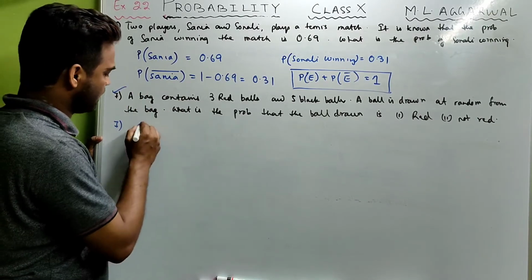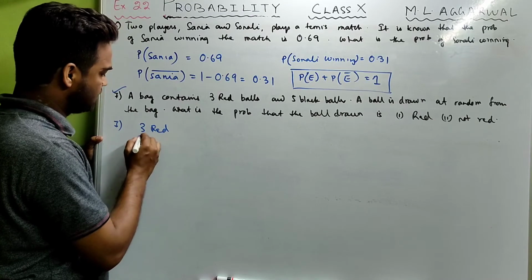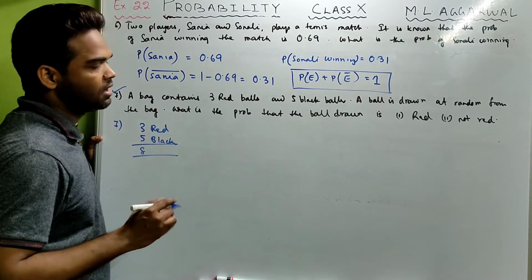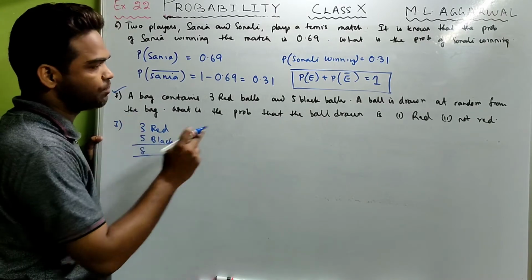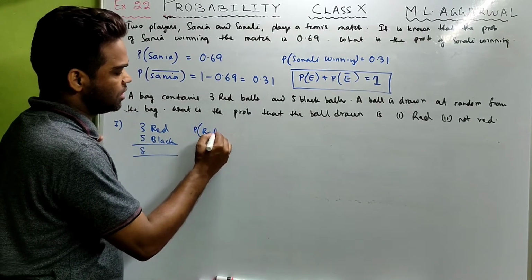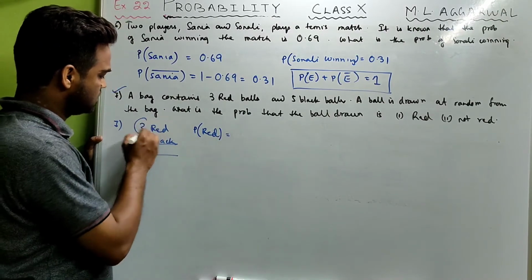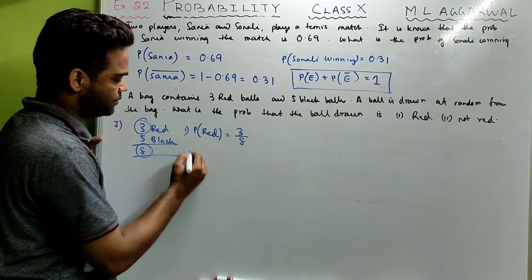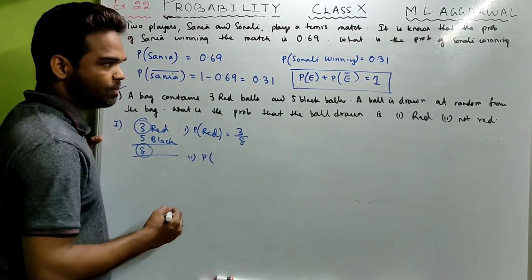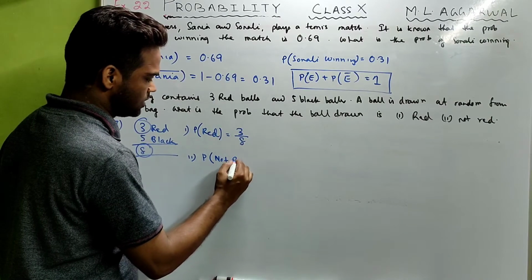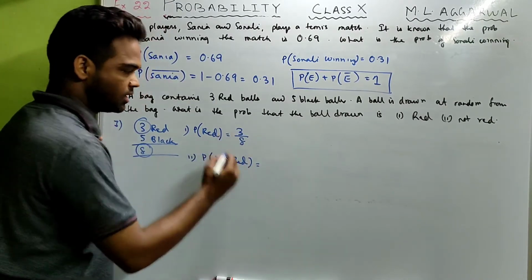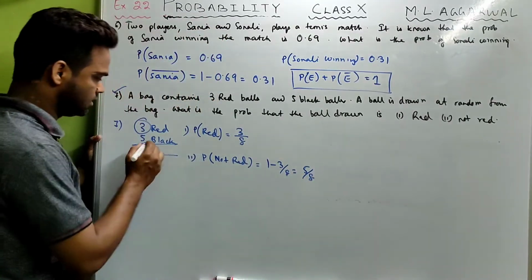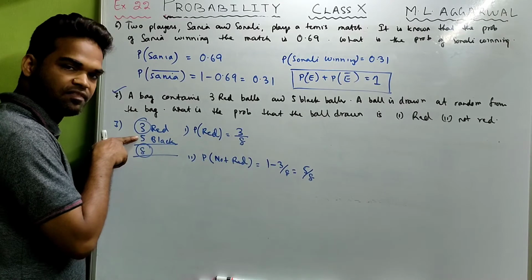Number 7. A bag contains 3 red balls and 5 black balls, which means the total number of balls is 8. A ball is drawn at random from the bag. What is the probability that you draw a red ball? Very easy. 3 favorable outcomes, 8 total outcomes. Done. Number 2. What is the probability that it is not red? Not red. There are 2 ways. You can do 1 minus 3 by 8. That's 5 by 8. Or simply, not red means black, which is 5 by 8.